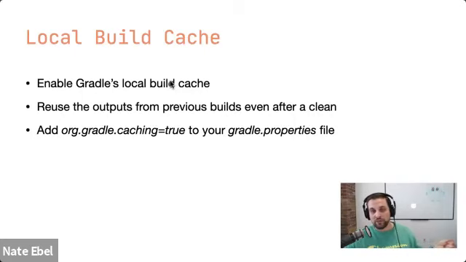Enable your local build cache. You can do so by simply adding org.gradle.caching=true to your gradle.properties file. And this will start caching things in between builds so that if you do, let's say, run a clean build, it's not going to rebuild everything the next time. It's just going to pull it from the cache. So this is super powerful.